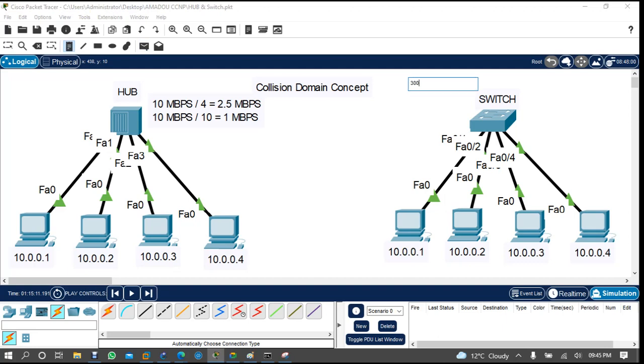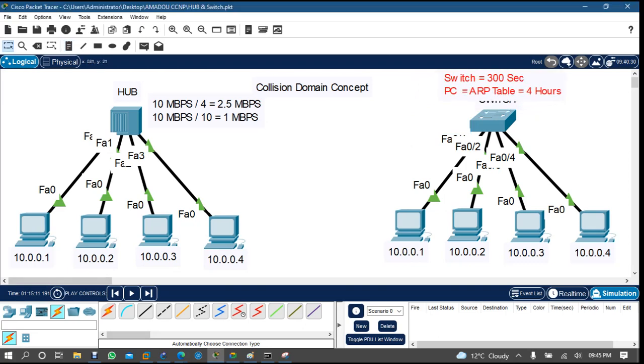For 300 seconds, the switch. And the PC will keep the ARP table, not the MAC address table, the ARP table, for how long? 4 hours. So the PC maintains the ARP table for 4 hours.